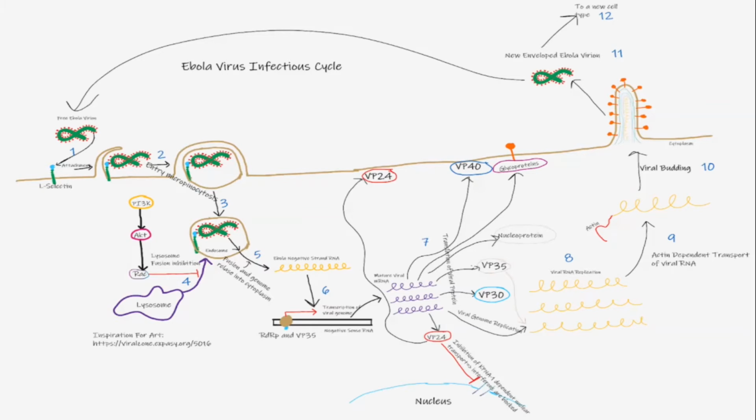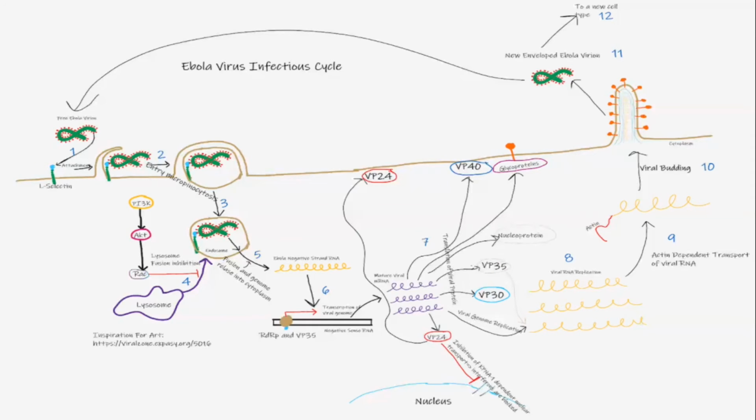RNA-dependent RNA polymerase and VP35 form a complex and allow this negative-sense RNA to be transcribed into mature viral mRNAs, or positive single-stranded RNAs. These mature viral mRNAs can then be translated into the viral proteins like VP40, glycoproteins, nucleoproteins, the polymerases, but most importantly, VP24, which can be seen here.